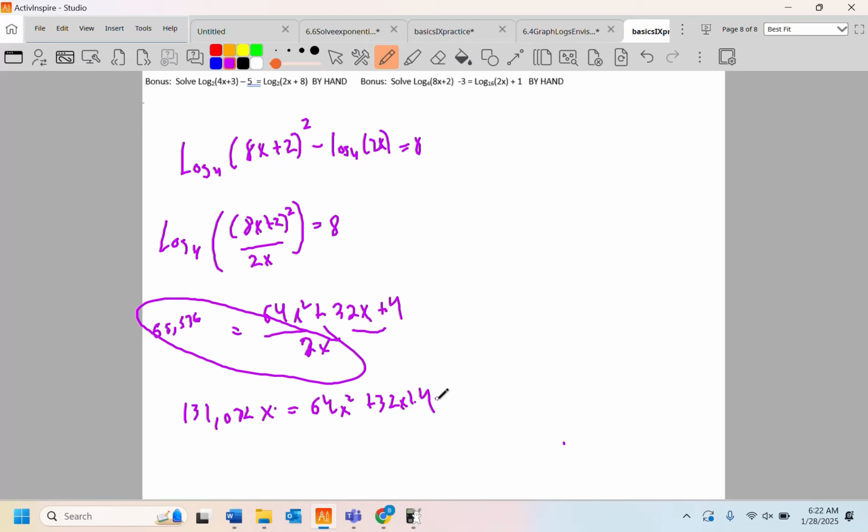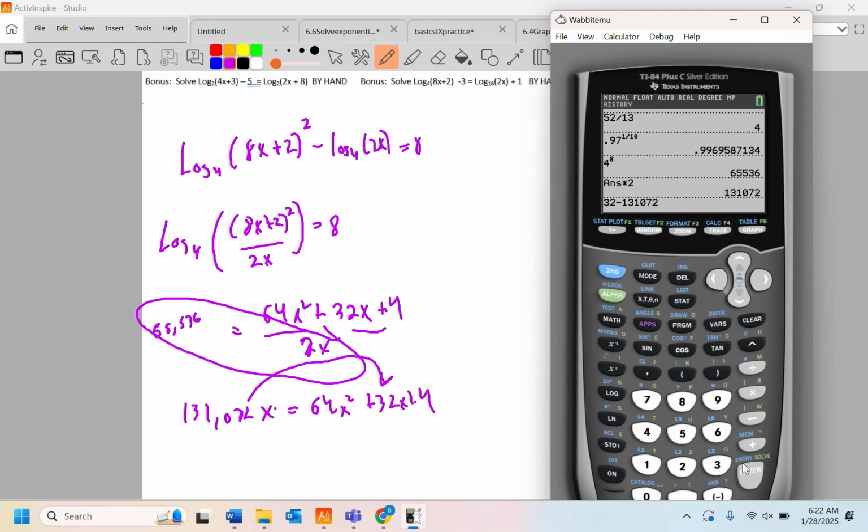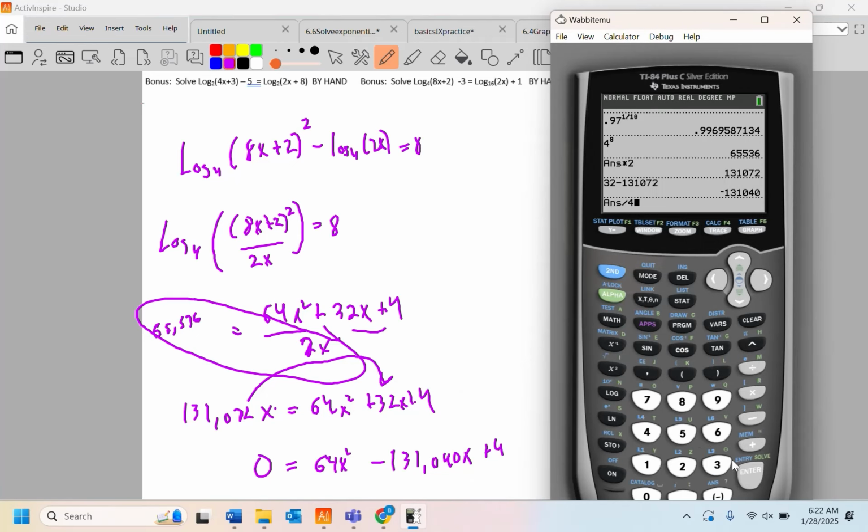Oh, it just keeps getting better, doesn't it? Shift this over here. 32 minus that guy. Negative 131,040x on the right. And now what do we do? Well, you could probably make the numbers a little smaller and see if that's divisible by 4. It was. It's nice. So I can pull a 4 from everything, and that'll make the numbers a little bit smaller.